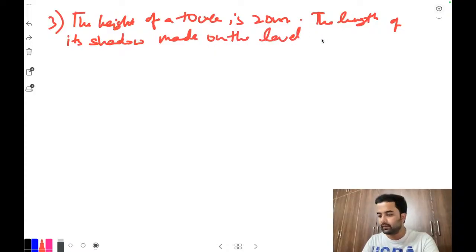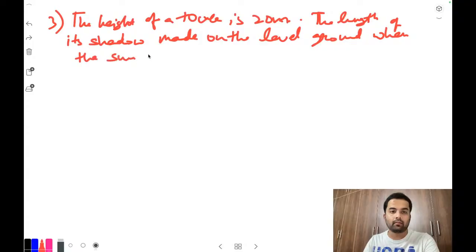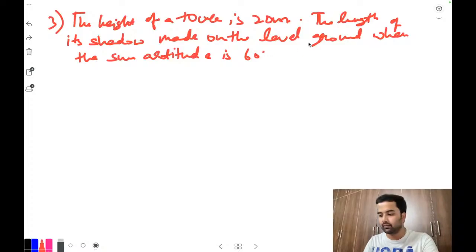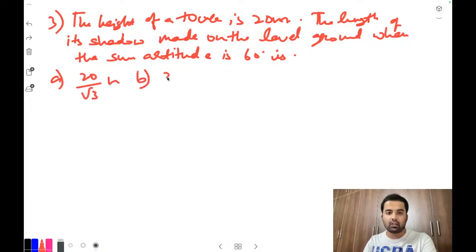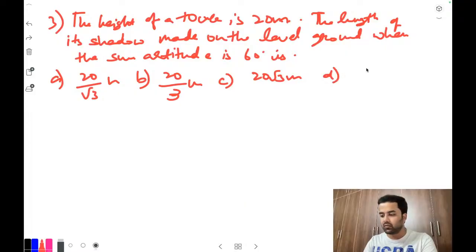On level ground, when the sun's altitude is 60°. Let me put in the options, then only we'll proceed further. Option A is 20 by root 3 meter. B option is 20 by 3 meter. C option is 20 root 3 meter, and the last one, 20 meter. Now check this out.